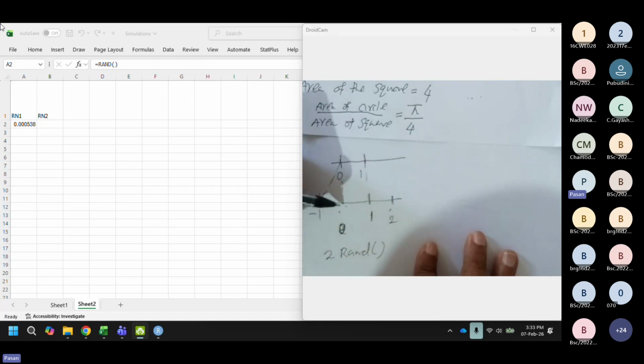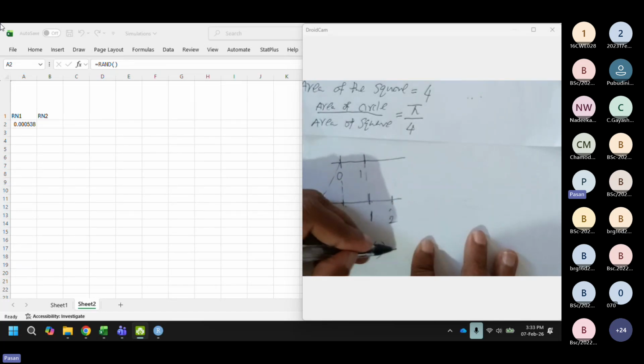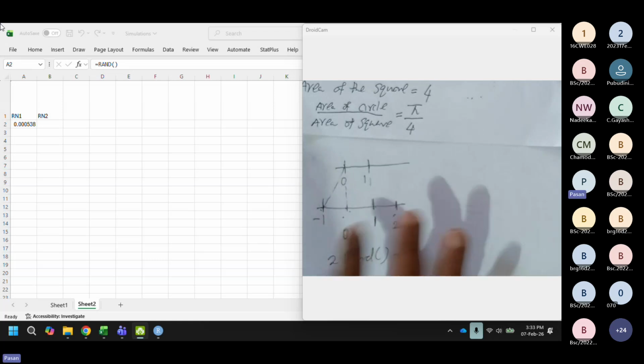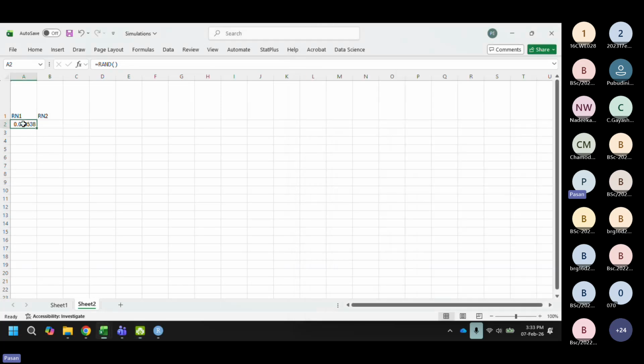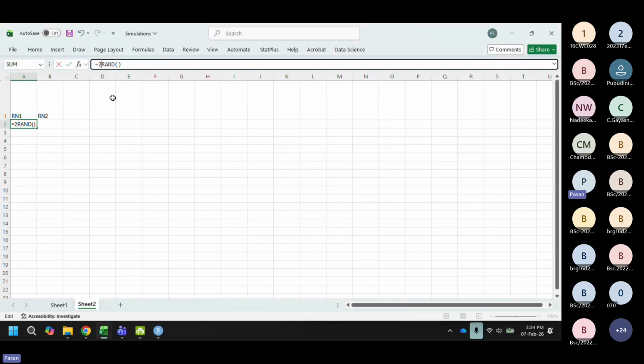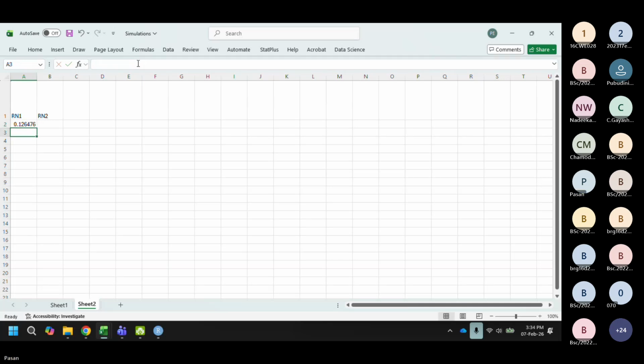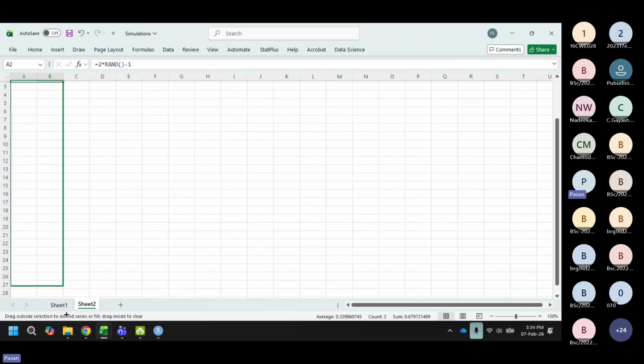And then you want to shift it back to negative 1 and 1. So I have to subtract 1. If you subtract 1, then it's going to go back to negative 1, right? So you can shift it like that. So therefore, I can take this here, multiply by 2, and then subtract 1. So I'm getting the random numbers like that. Same thing I can do over here, and then I can generate them.